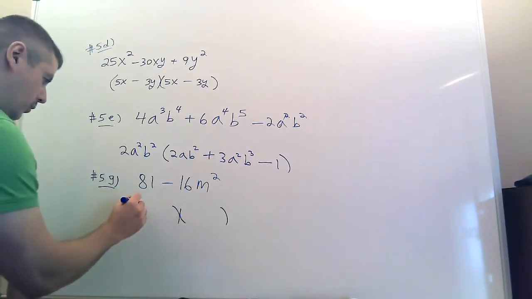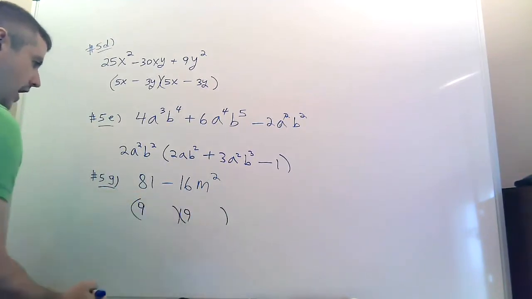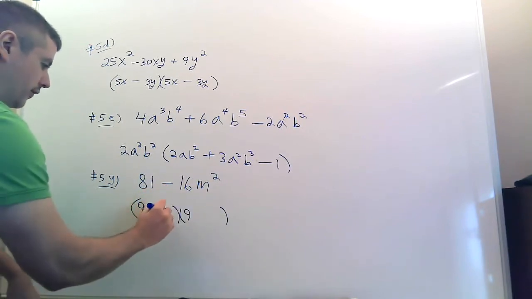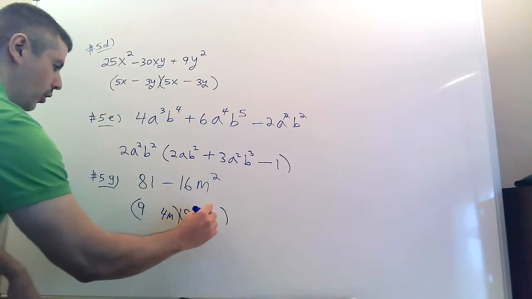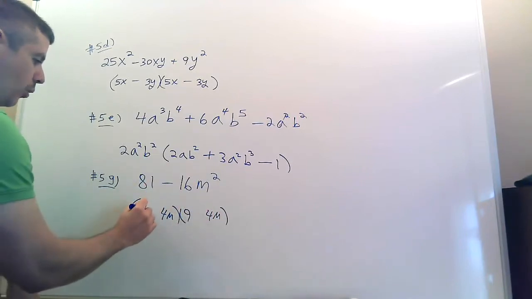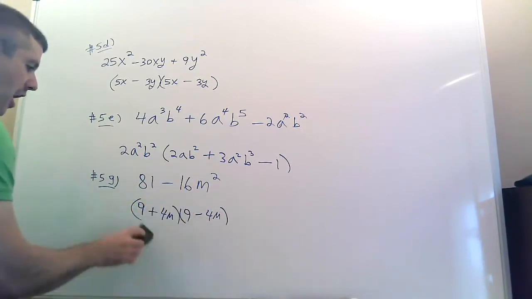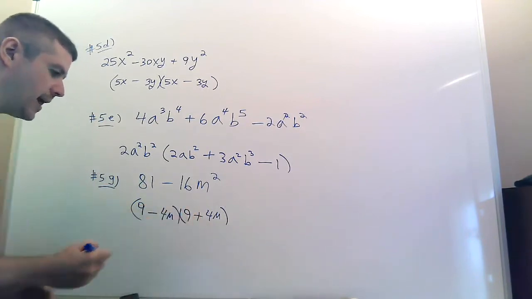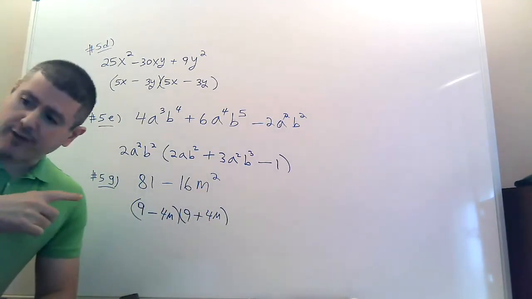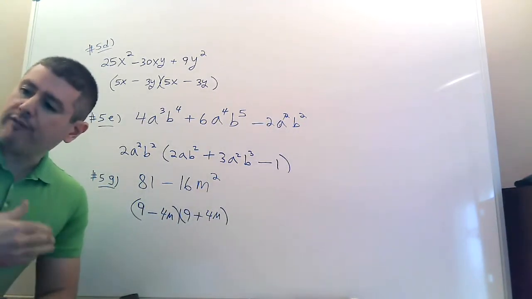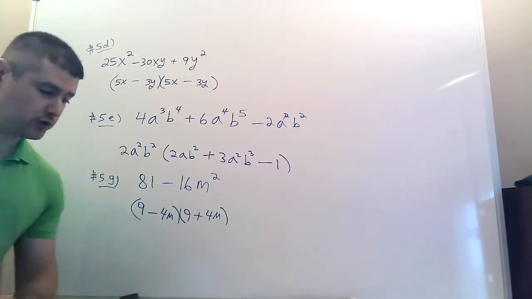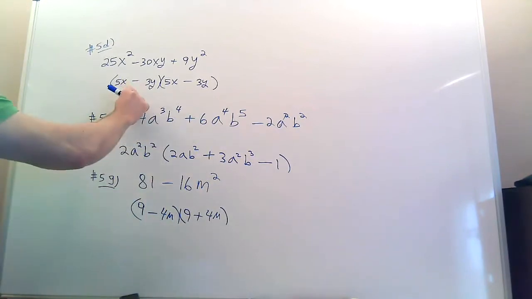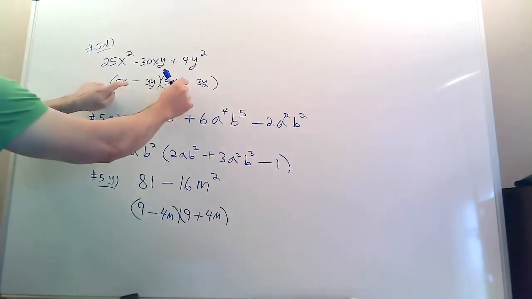Something times itself to make 81. 9. Something times itself to make 16. It's not 8 and 2. 4m. 4 times 4 is 16. One gets the plus, one gets the minus. If you want to put the minus first, then put the minus first. As long as they're different, it doesn't matter which one you put first. You want to put the plus first? Put the plus first. Just make sure they're different. So remember how similar these are. The perfect square has a copy with the same sign, right?